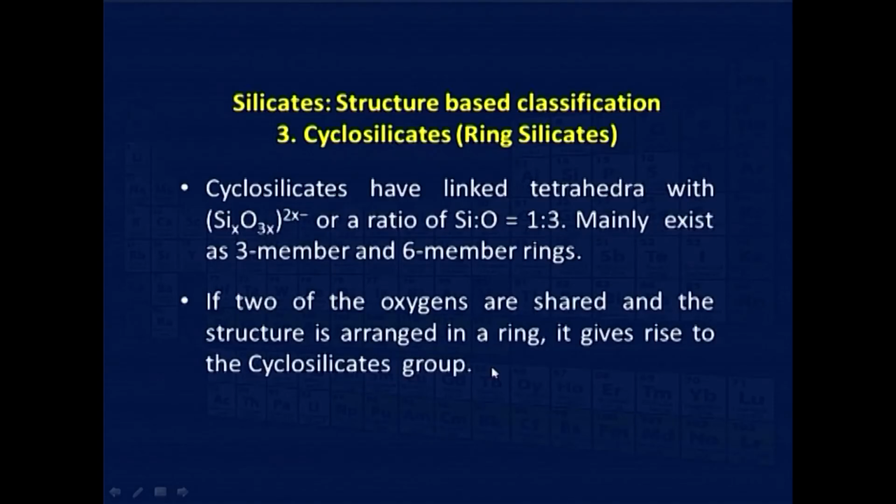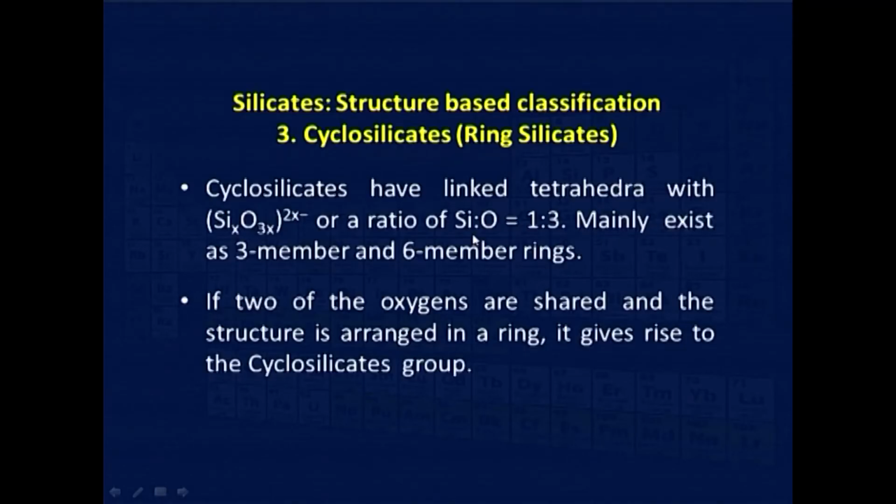The third category is the ring silicate or cyclosilicate. The cyclosilicates have linked tetrahedra with SixO3x with 2x negative charge, which is indicative of the ratio of silicon to oxygen as 1:3, mainly existing as 3-member and 6-member rings. If two of the oxygens are shared and the structure is arranged in a ring, it gives rise to the cyclosilicate group or ring silicate.